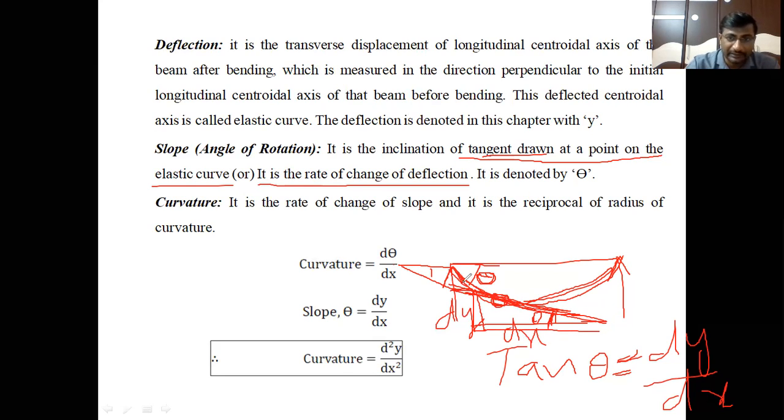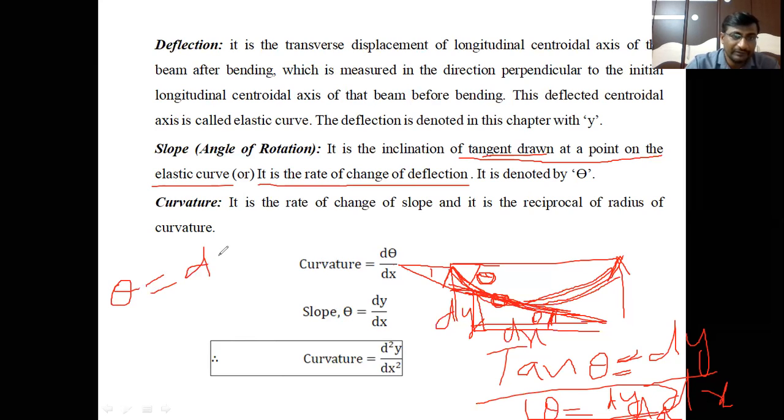In the practical case, the deflection is very small, so the slope is very small, and tan theta can be written as theta. Tan theta ni manam slope eppudaithe small avutundo, chala takkuva untundo, tan theta ki equal. So theta is equal to dy by dx. Here theta is in radians. Theta is equal to the slope is equal to dy by dx. The slope of the curve at that particular point is theta.